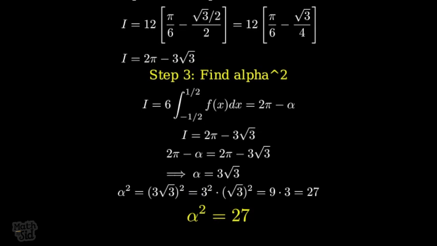In summary, we first solved the linear differential equation using an integrating factor and the initial condition. Then, we evaluated the definite integral using properties of odd and even functions and trigonometric substitution. Finally, we equated the result to the given expression to find alpha, and then calculated alpha squared.